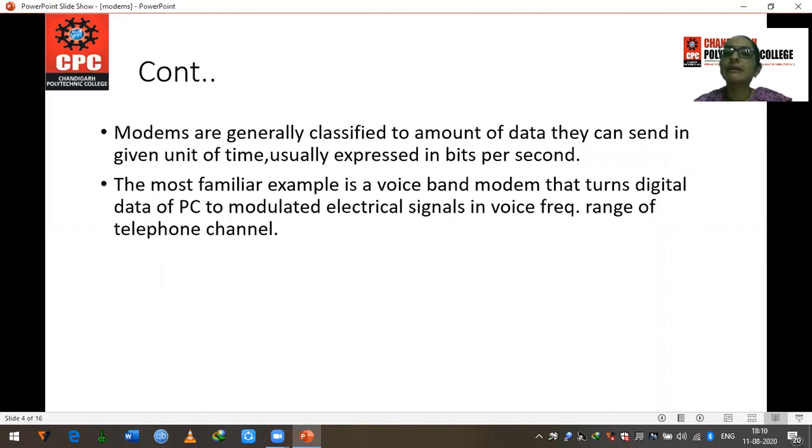Modems are generally classified by the amount of data that can be sent in a given unit of time, usually expressed in bits per second. The most familiar example is a voice band modem that turns digital data from a PC into modulated electrical signals in the voice frequency range of a telephone channel.